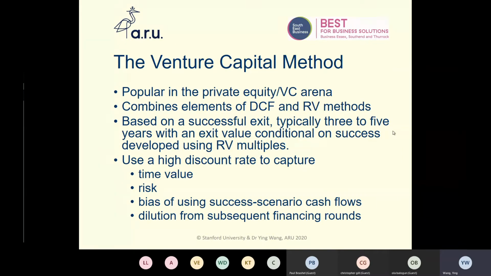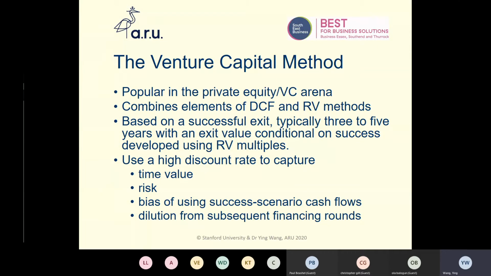The venture capital method is quite popular in the private equity and venture capital arena. They combine the discounted cash flow and relative value methods. So what we have gone through, both, they will consider them and combine them together. One of the drawbacks of the venture capital method is they assume they will have a successful exit. In other words, they make the investment, it will be a success. And in reality, you know that this is not the case, right? So this is the main drawback for the venture capital method.